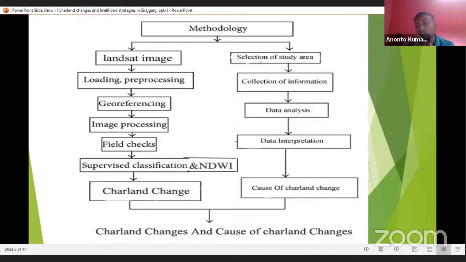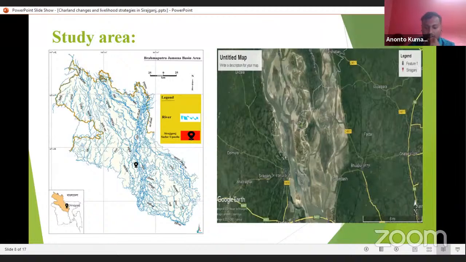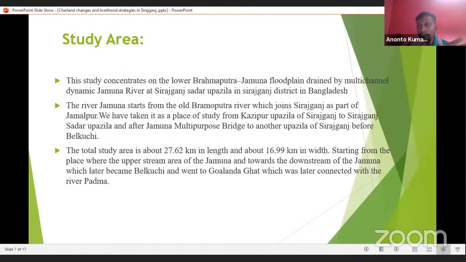There are two types of data used here. First, on the right side, how the local people cause the changes. For the study area, we have selected the Sirajganj Sadar Upazila. Sirajganj Sadar Upazila is located here. Sirajganj Sadar is in the Jamuna river basin area, the lower part of the Brahmaputra and upper part of the Jamuna basin, and the study area extends to another upazila, Belkuchi. The Jamuna runs along and joins with the Padma river at Goalundo Ghat.